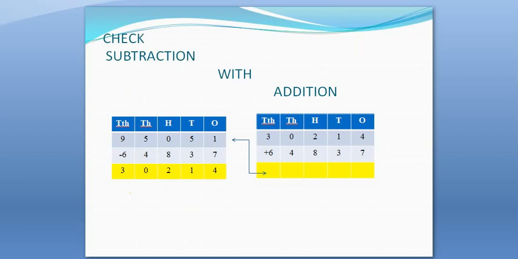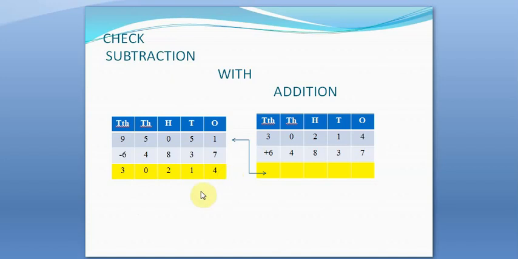That is, is our answer correct? So what do we do? Let us see. We'll take a number, 95,051 minus 64,837. Now we have to do subtraction. So from 1 we cannot subtract 7, so we'll borrow. 11 minus 7 gives us 4.